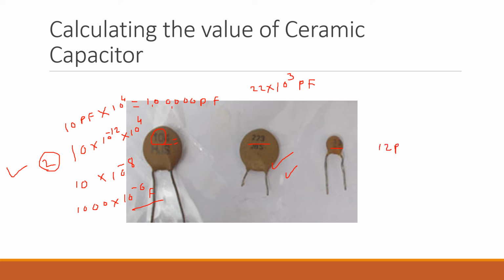If there is only one digit written instead of two digits, which is say 5, from 0 to 9 it may be any digit, let us take 5. So this means that this capacitance value is 5 picofarad. It is this much simple. So this is how we can calculate the value of a ceramic capacitor. It is very simple.